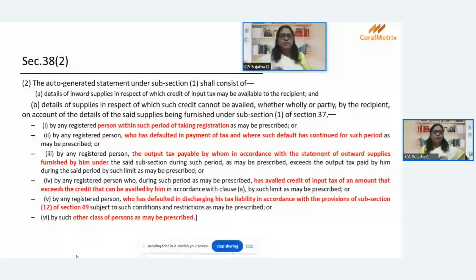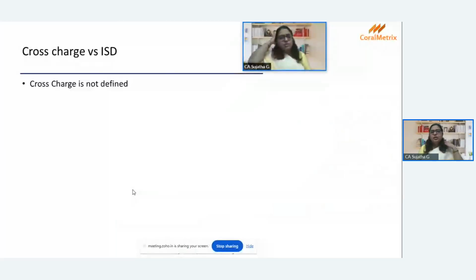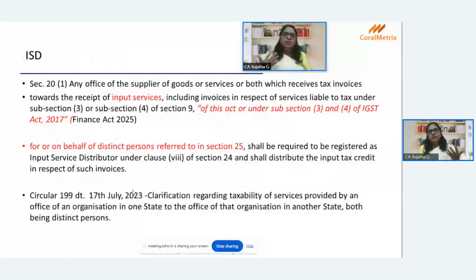Now, because of shortage of time, I have one more slide on input service distributor. Many may think that something new has come up in input tax credit. Nothing, it's just one small change in the RCM, which is effective. But there were a lot of issues earlier, prior to that. Whenever a company or entity has multiple branches, should they go under cross charge, or was it mandatory to register under input service distributor?